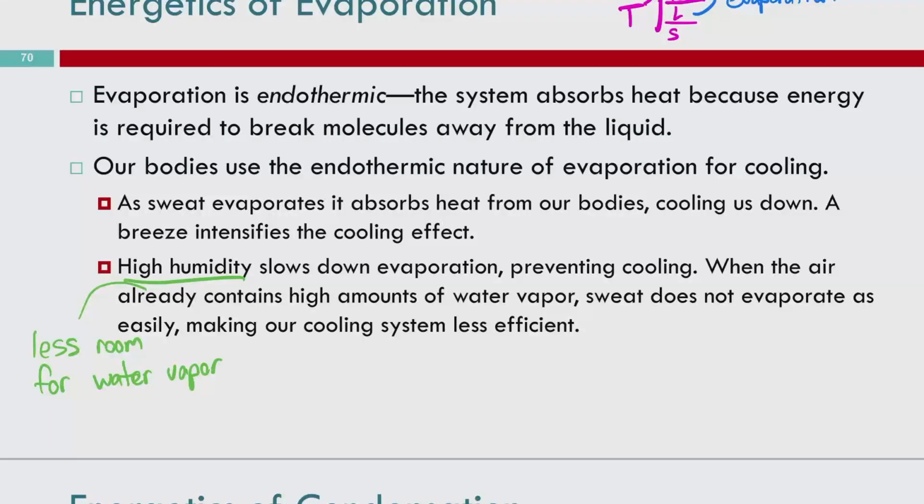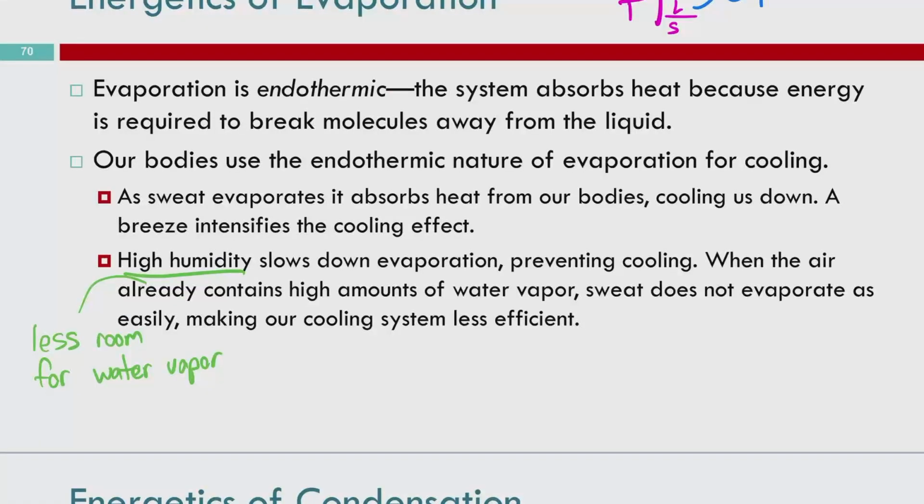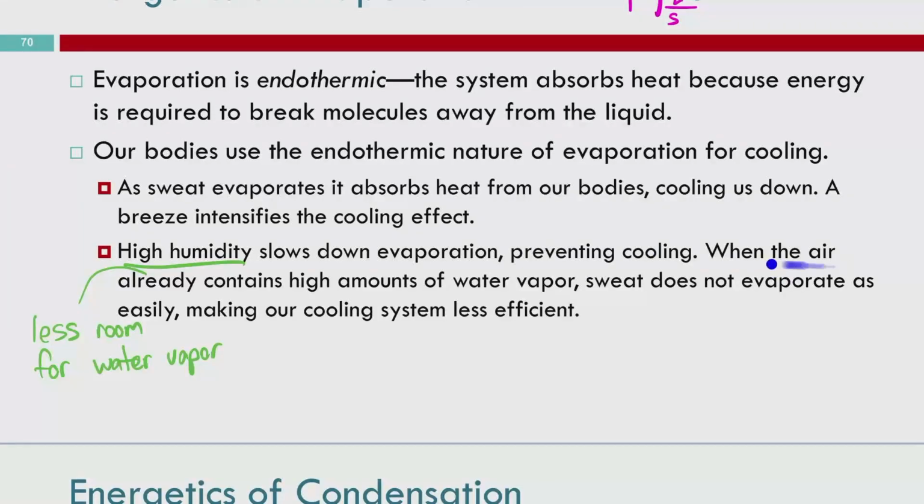The percent relative humidity is how much of the water in the air compared to our capacity, how much do we have? So like 10%, that means there's 90% availability. There's not very much water in the air. If you're at 90%, there's only 10% availability. The air is mostly full of water. There's not really much room to put any more in there. And that slows down cooling quite a bit. So when the air already contains high amounts of water vapor, sweat does not evaporate as easily, making our cooling system less efficient.